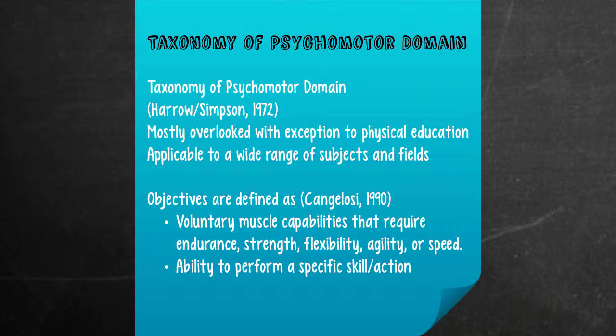The third domain, psychomotor, is based on physical ability and coordination objectives. This domain is commonly overlooked by academics, although a wide range of fields could benefit from psychomotor objectives. Fine arts, vocational programs, and chemistry, just to name a few. Objectives in this domain range from physical perceptions and reflex reactions to highly specific and technical movements. They are defined as voluntary muscle capabilities and the ability to perform a specific skill or action.